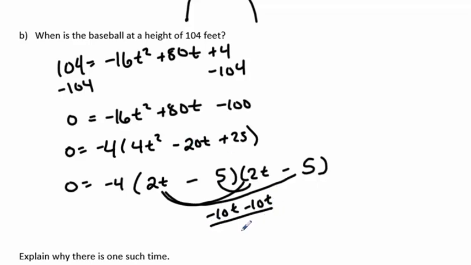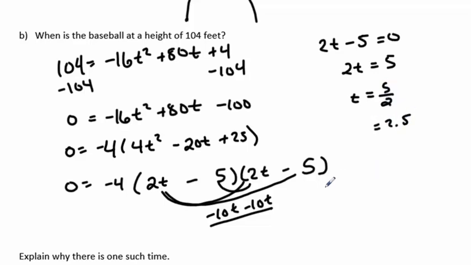Okay, let's continue solving. We know that negative 4 cannot equal 0 since there's no variable, so we're looking at 2t minus 5 equals 0, or 2t minus 5 equals 0. It's going to give us the same solution. So I have 2t equals 5, or if you divide by 2, t equals 5 halves, or 2.5. So after 2.5 seconds, the ball is at 104 feet.